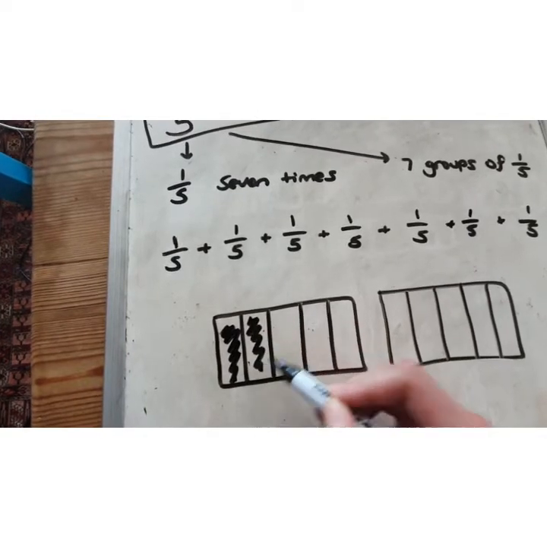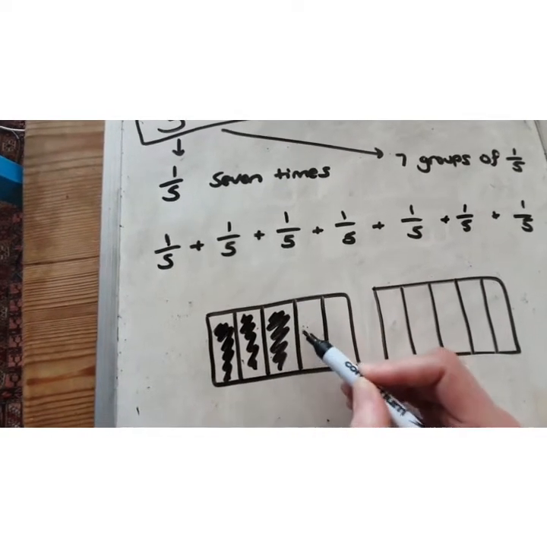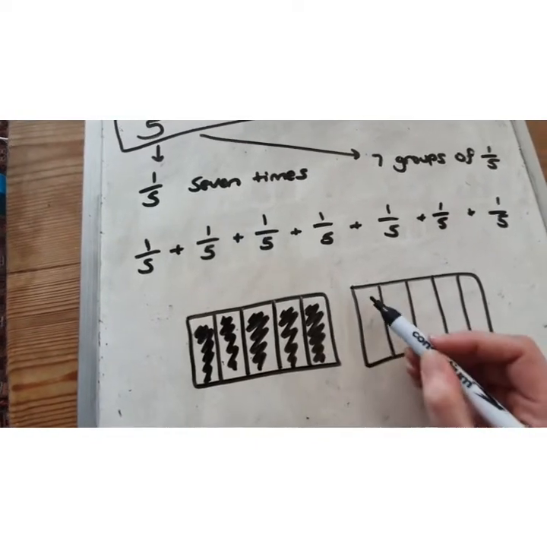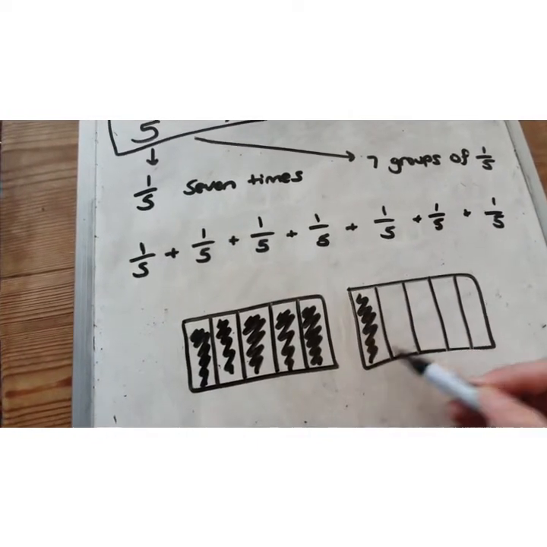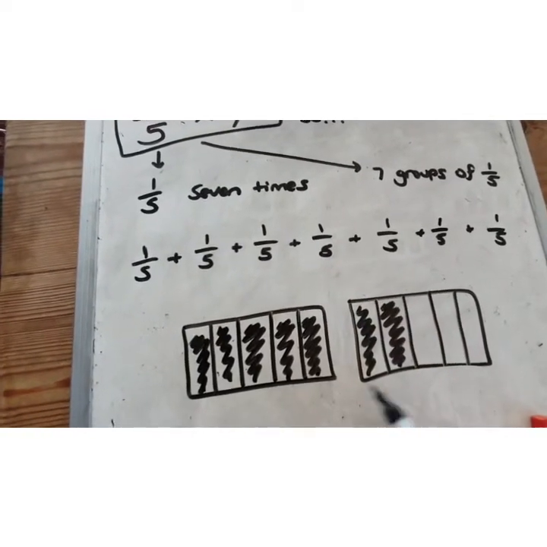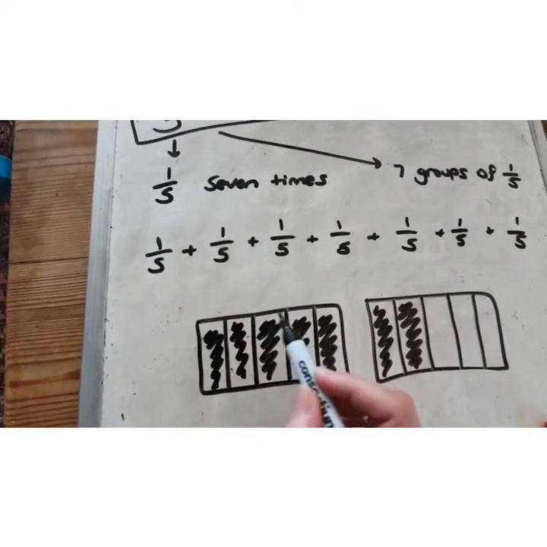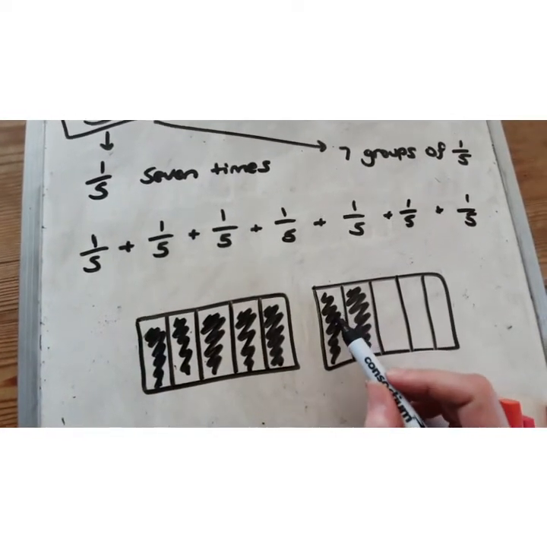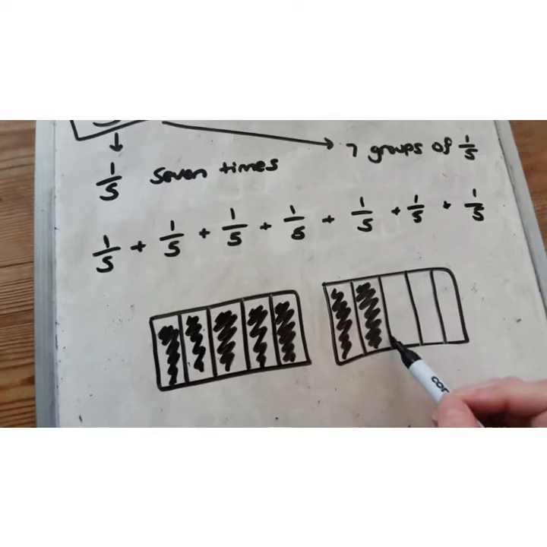1/5, 2/5, 3/5, 4/5, 5/5, 6/5, 7/5. How many whole rectangles have I coloured in? I've coloured in 1 whole, and I've coloured in 2/5 of this whole.